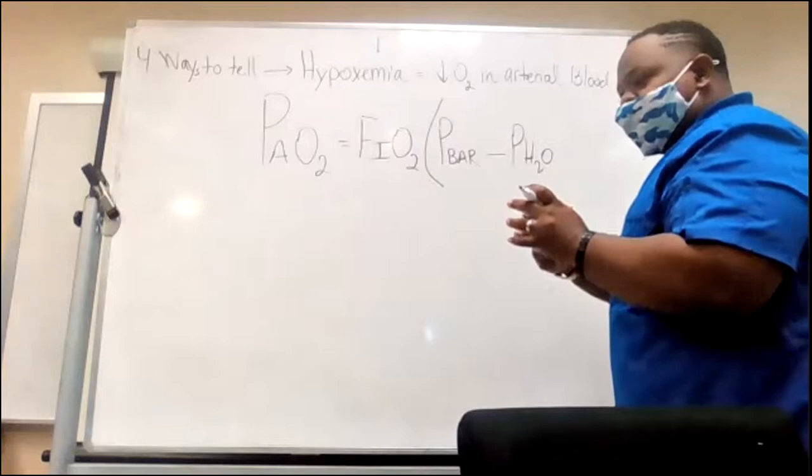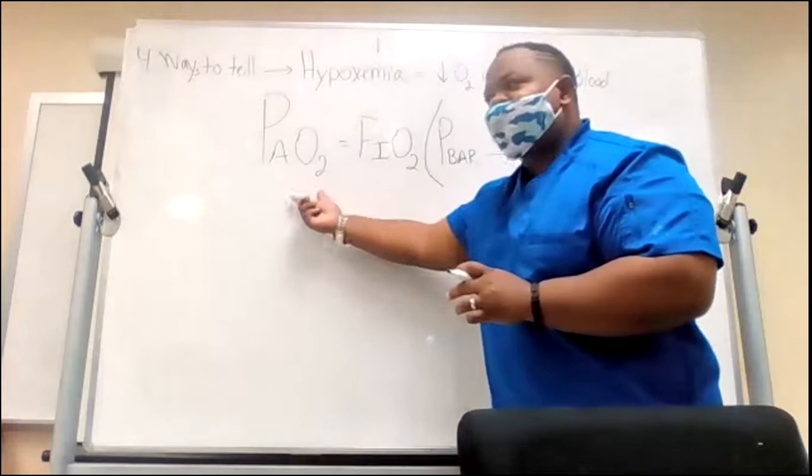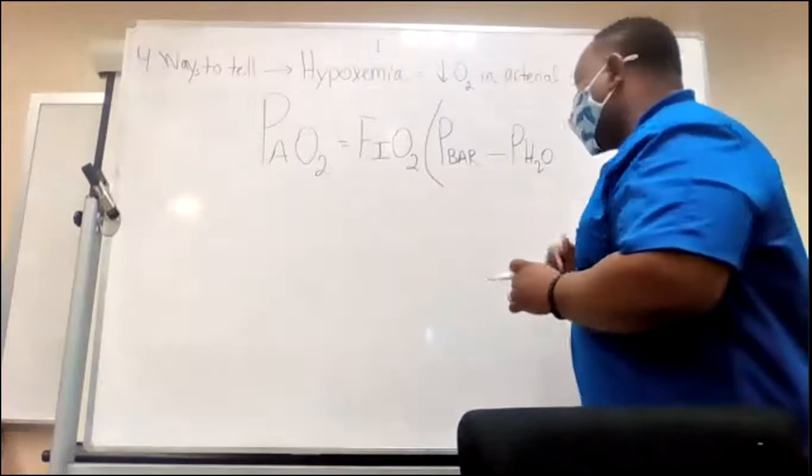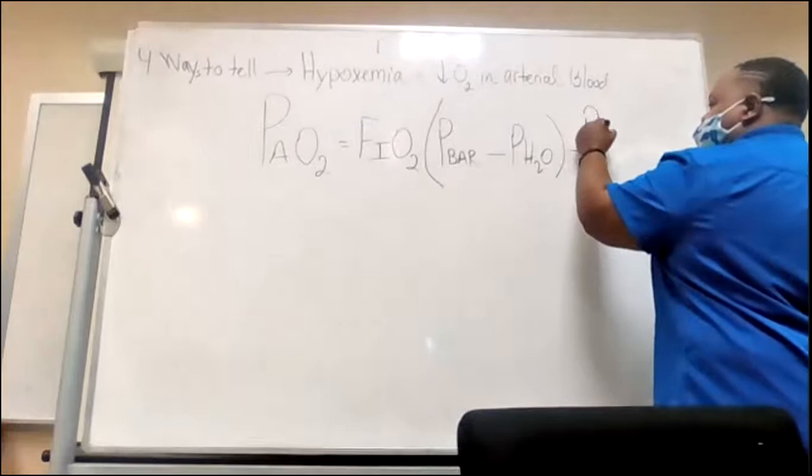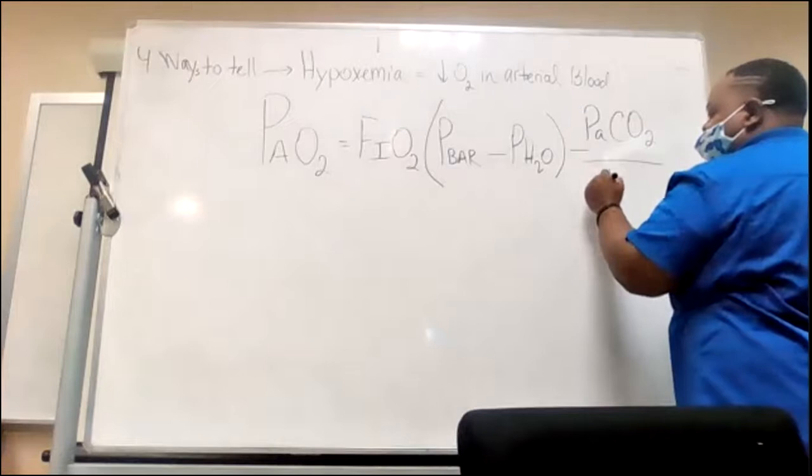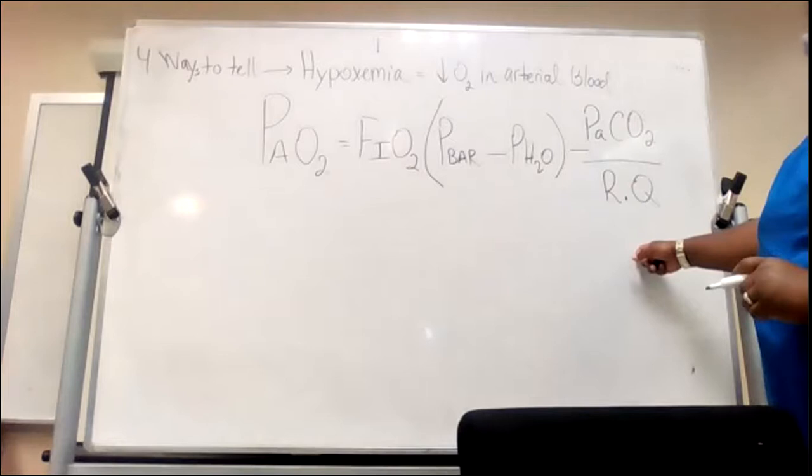If I just want to know the oxygen tension, how much oxygen pressure is in the alveoli, I have to subtract the water tension away, right? Also, I have to subtract the CO2, PaCO2, divided by the respiratory quotient. That is the alveolar air equation.